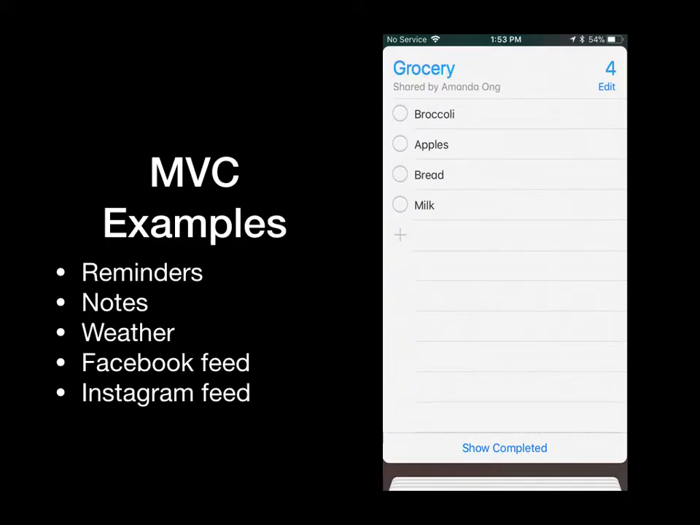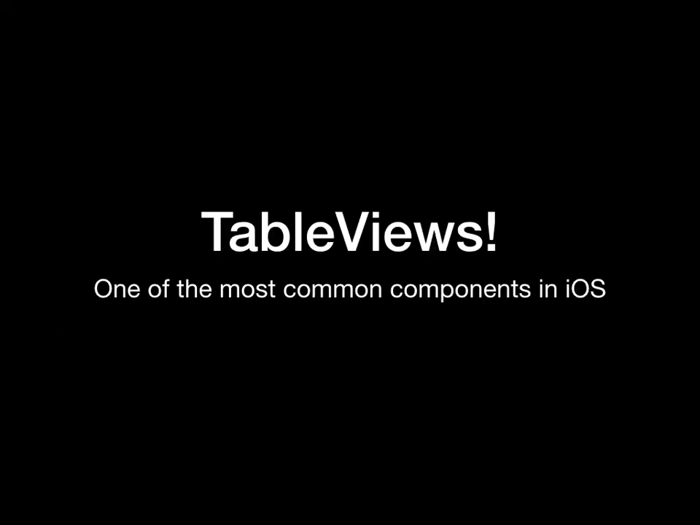So for example, all these apps use the MVC model. Like this Reminders app has a model of a reminder probably. It has a name, a description, a checkbox, and you see it everywhere. It's on Facebook, Instagram. Every app uses this paradigm. But today we're going to use this MVC idea to do something with table views.